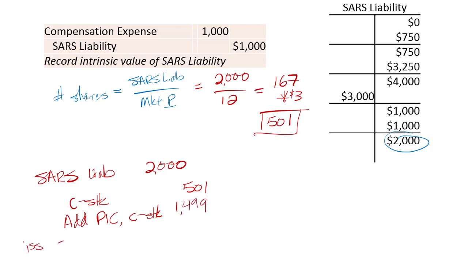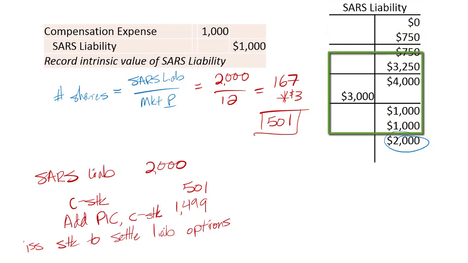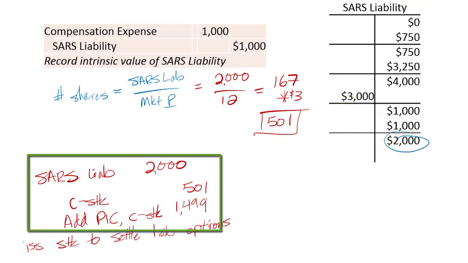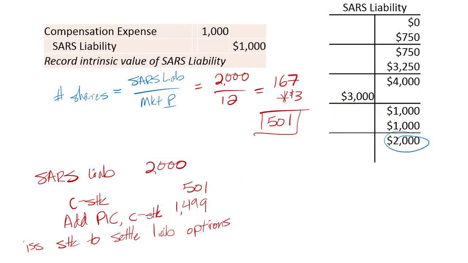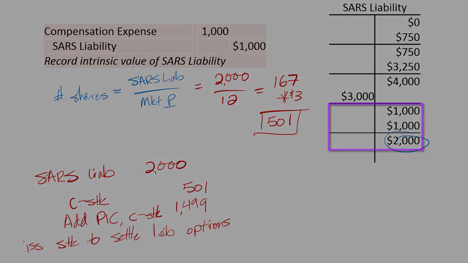Issued stock to settle liability options. And that's all there is to it. The big issue of a SARS liability is just knowing we're going to mark it to market value, and then to intrinsic value, and then close it. And the journal entry for closing changes a little bit between cash and common stock, but really it's a pretty basic process, as long as you remember market value until they use it, then intrinsic value.